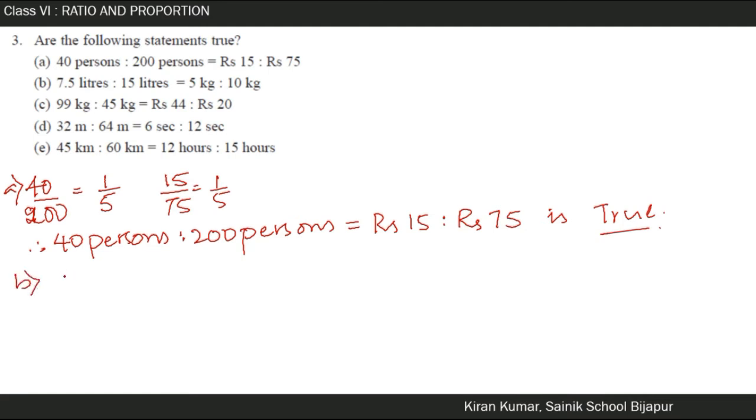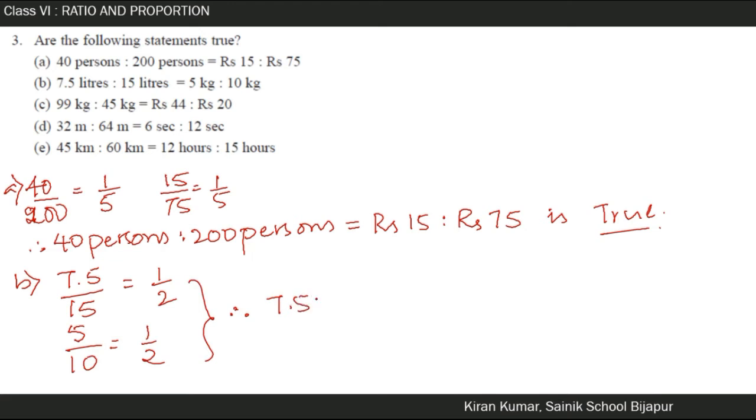In the second, if you take the ratio of 7.5 upon 15, we get 1/2, and 5 kg by 10 kg is also 1/2. Therefore, 7.5 liters is to 15 liters is equal to 5 kg is to 10 kg. This statement is also a true statement.